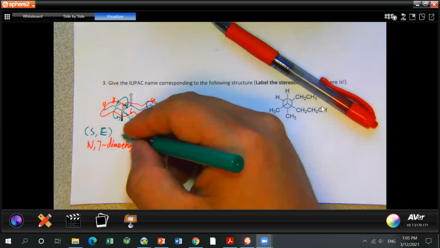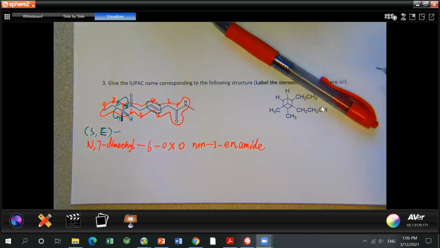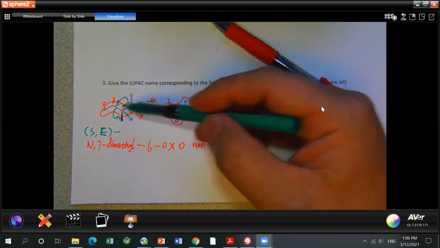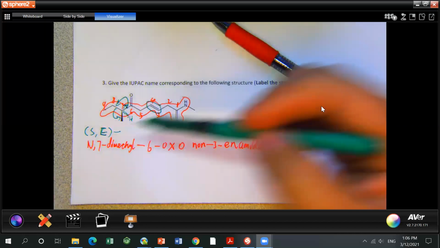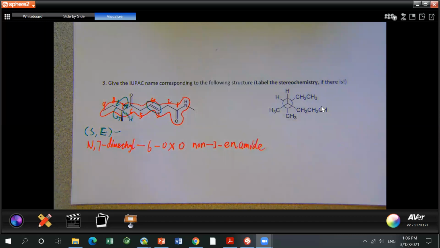And then followed by a hyphen and 3-dimethyl-something. We don't need to give a location number for the stereo center or the theta bond because there's only one stereo center and one theta bond, so people know it. All right, now we move to the even harder one.